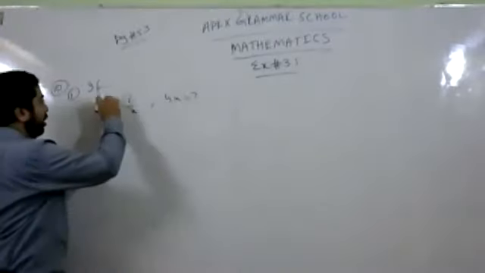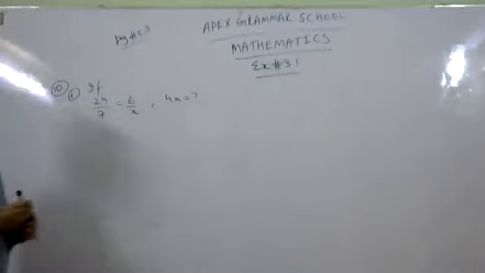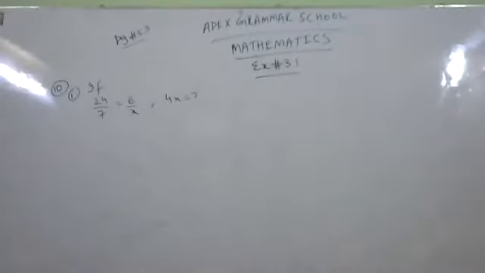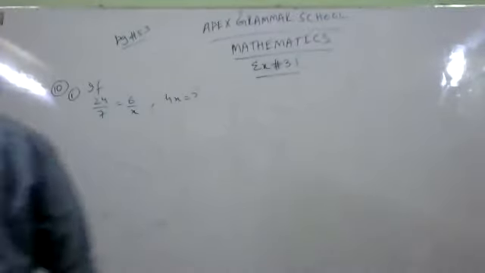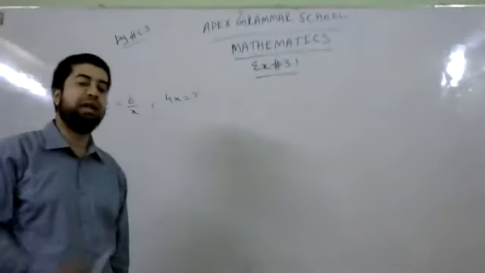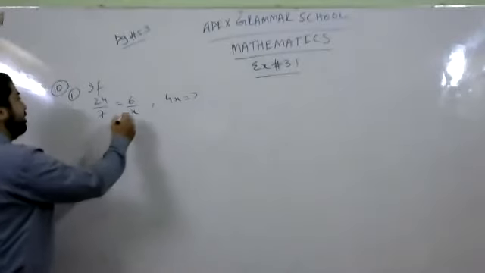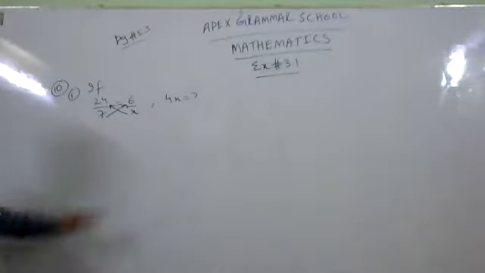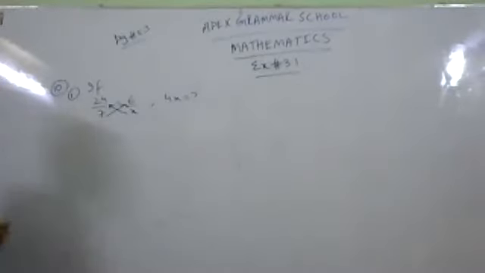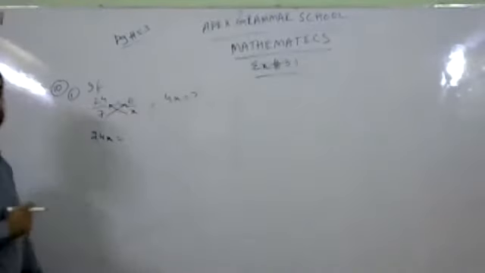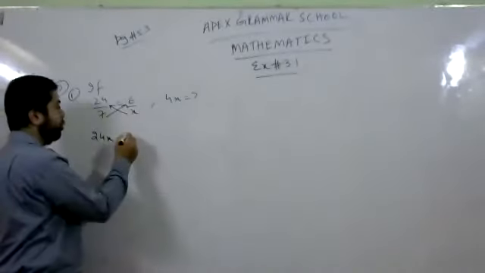You know that between these two fractions there is an equality sign. So if there is an equality sign between two fractions, then you need to do the cross multiplication. This x will multiply with this 24 and this 7 will multiply with this 6. So x multiplied by 24 makes 24x, and 7 multiplied by 6 makes 42.